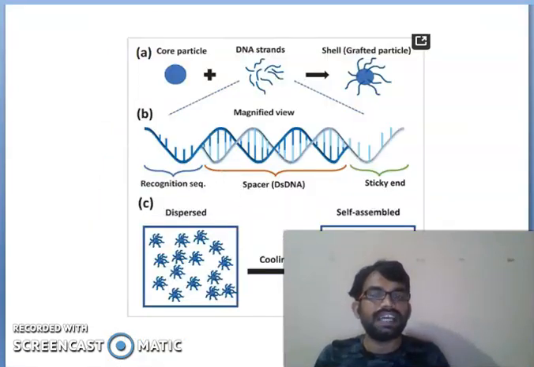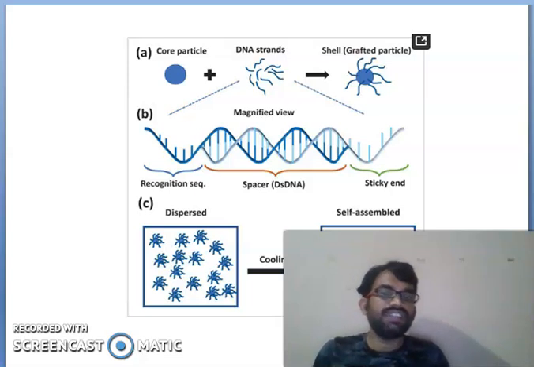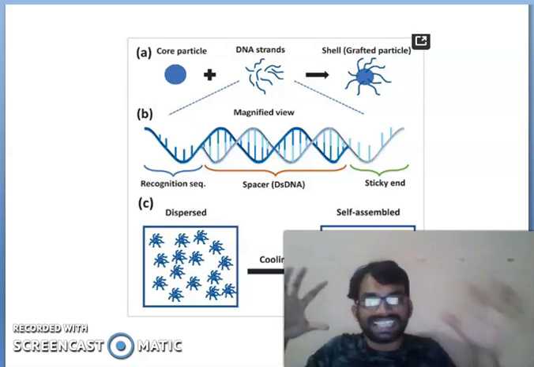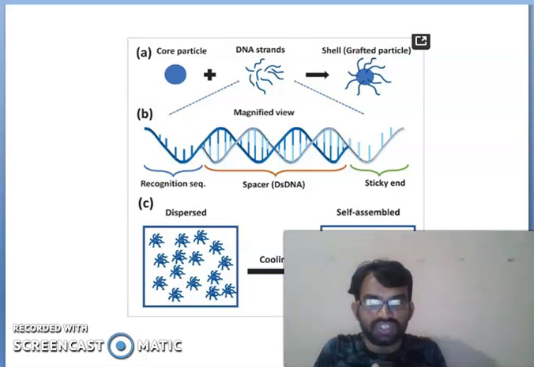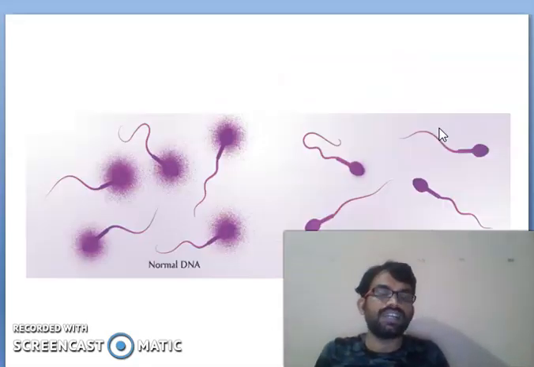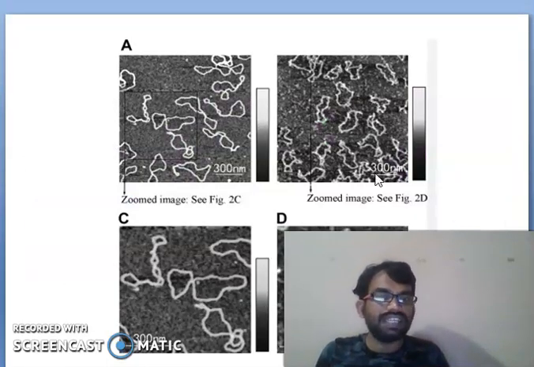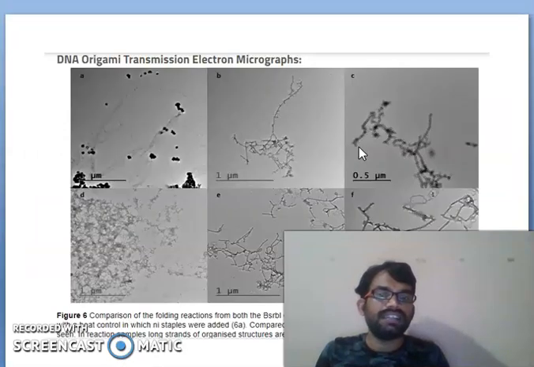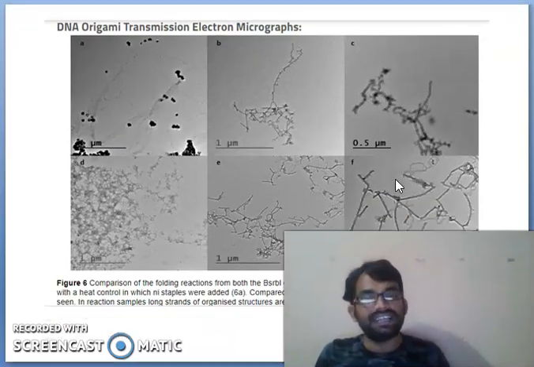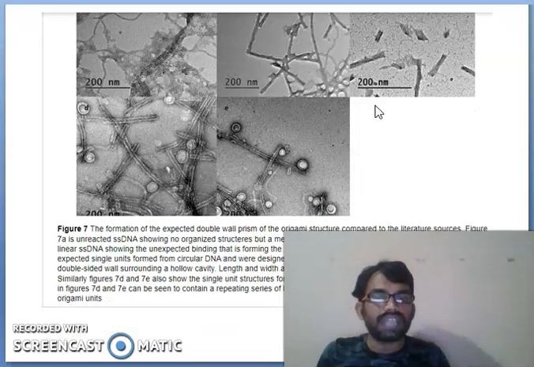Now we can see dispersion and self-assembly. When various factors are applied on the DNA structure or DNA solution, it changes into various forms: aggregation, amorphous, normal DNA, fragmented DNA. You can see how DNA is denatured, and DNA origami, transmission electron microscopy. We recorded various images, and you can see how DNA looks through the microscopy structure.